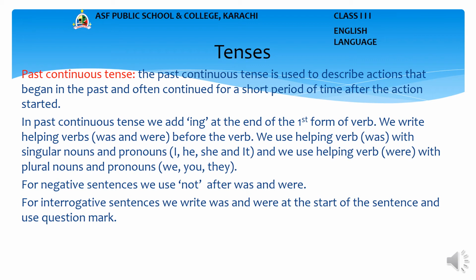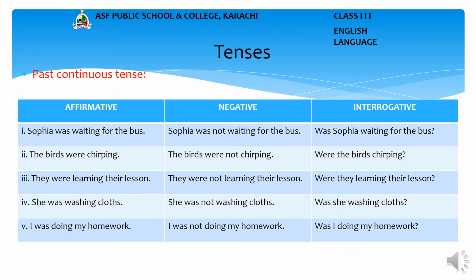We use helping verb was with singular nouns and pronouns I, he, she, and it. And we use helping verb were with plural nouns and pronouns we, you, they. For negative sentences, we use not after was and were. For interrogative sentences, we write was and were at the start of the sentence and use a question mark. Now I'm going to explain to you the past continuous tense structure.